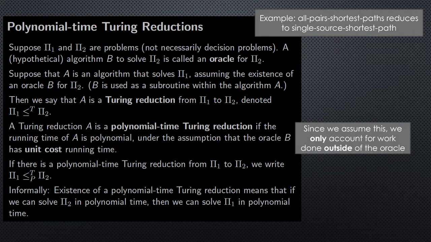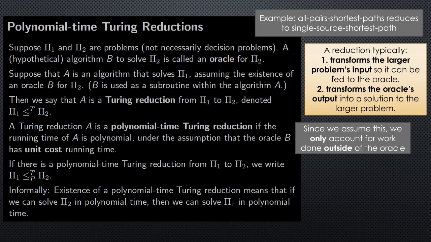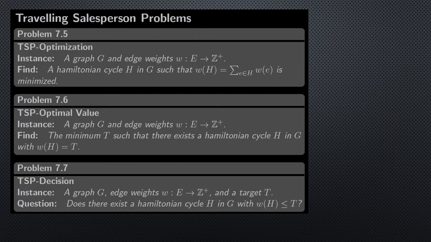Okay, and that's just there for your notes. And so just at a high level, a reduction typically transforms the larger problem's input so it can be fed to the oracle. And then you call the oracle, maybe once, maybe a bunch of times, and then you collect all the output that you got from your calls to the oracle, and you combine all of that to form a solution to the larger problem, and you return that solution. Okay, so let's talk about this problem called the traveling salesperson problem.